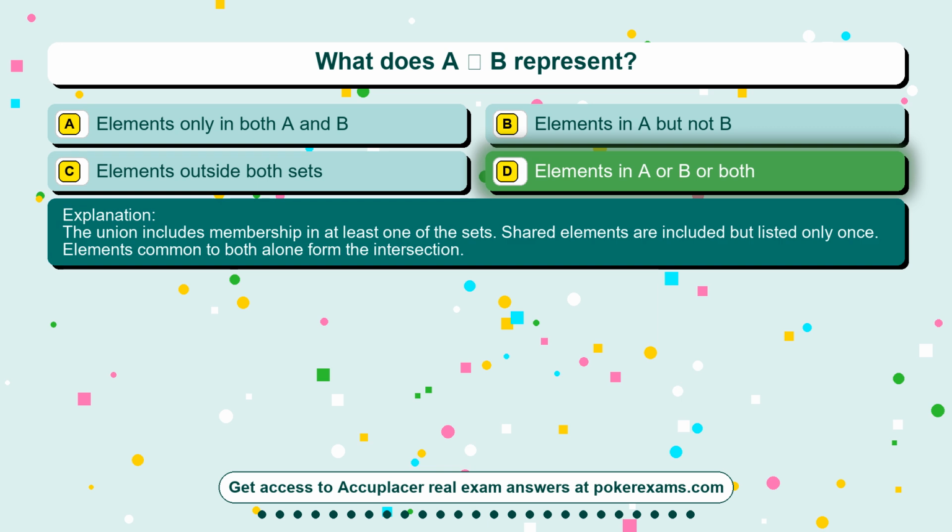The union includes membership in at least one of the sets. Shared elements are included but listed only once. Elements common to both alone form the intersection.